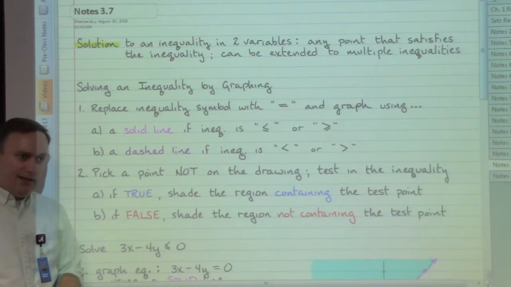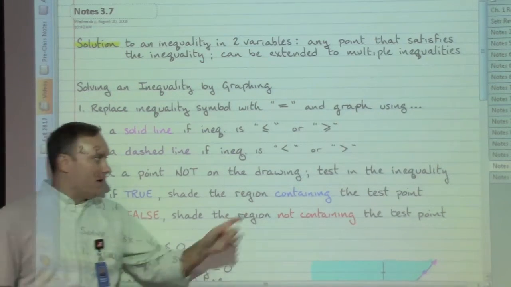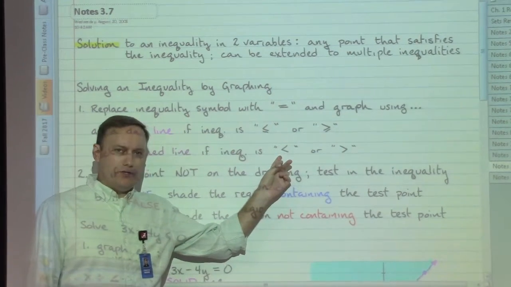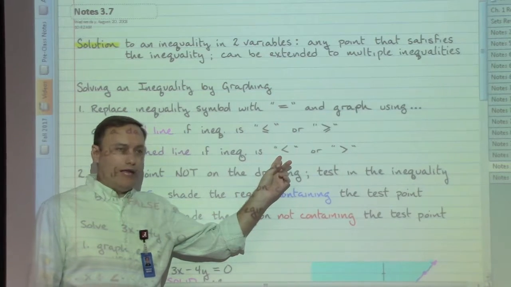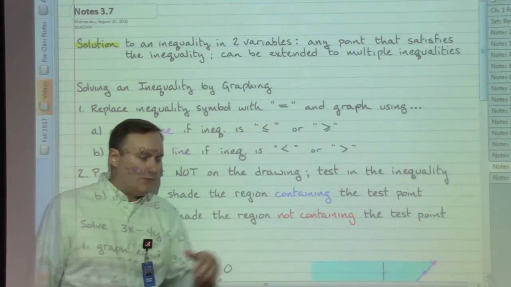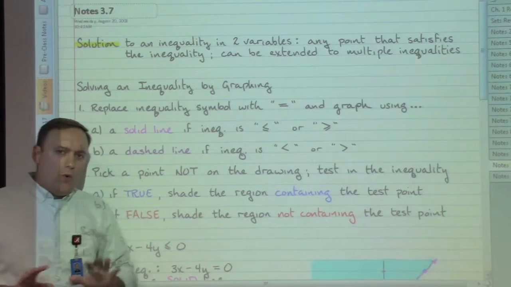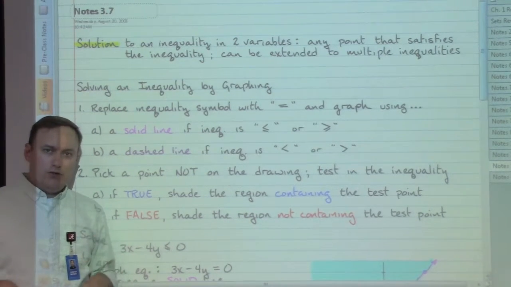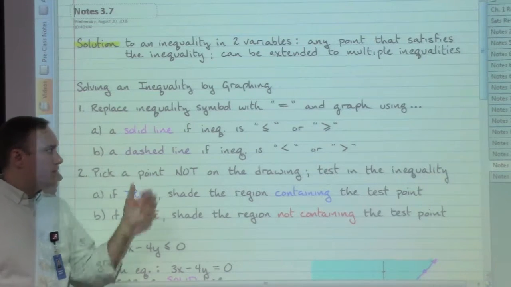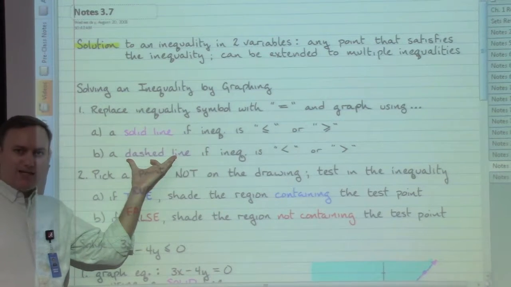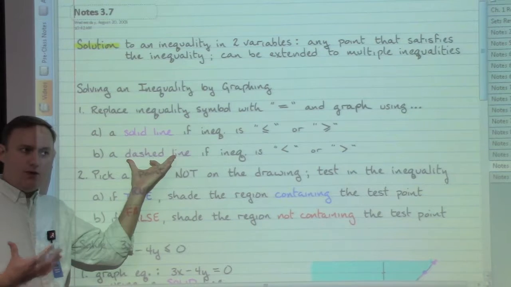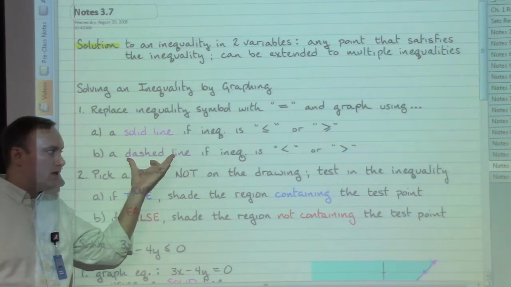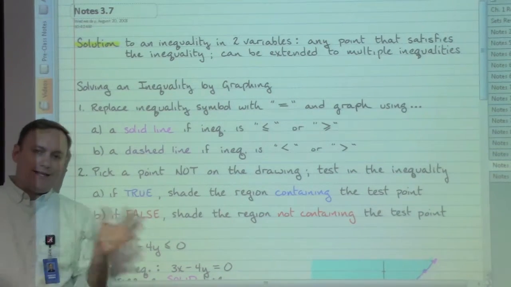But if that equal to part wasn't there originally, if we had just a strict inequality symbol, less than, or the greater than, then that means that those points on that line are not going to be included in the solutions to that inequality problem. So, dashed line to represent that those points are not going to be included. That takes care of the line part.